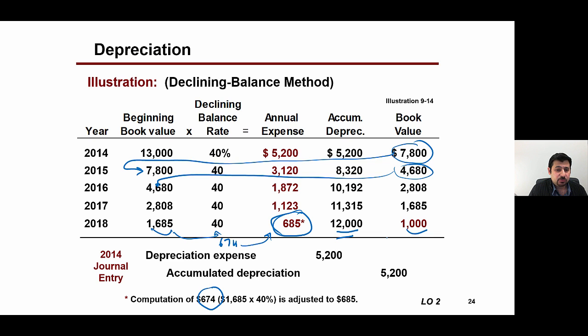Now in the exam, you might be asked, for example, to calculate the book value in the year 2016, or what was the annual expense in 2015, or what was the accumulated depreciation in 2017, etc. So basically, you have to prepare this table, and then you will have all the information that you need to answer the questions.